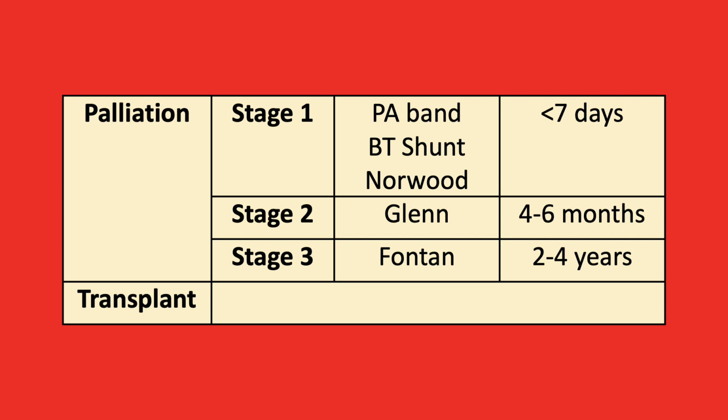Broadly speaking, the surgical options are split into two groups: palliation or transplantation. Palliation is also commonly referred to as incomplete repair. There are 3 stages: stage 1, 2 and 3. Stage 1 is based on the underlying etiology and may involve a PA band, so a band around the pulmonary artery to reduce flow to the lungs, a BT shunt, or the Norwood procedure, commonly performed in less than 7 days. Stage 2 is the Glenn, performed at 4 to 6 months. Stage 3 is the Fontan, at 2 to 4 years. Transplantation is commonly referred to as stage 4.